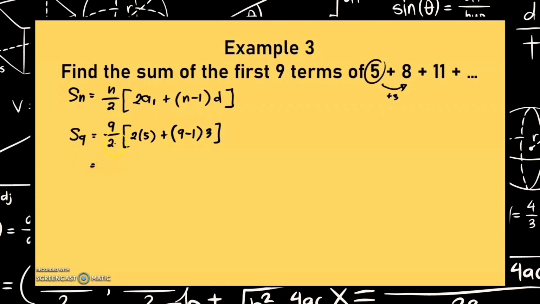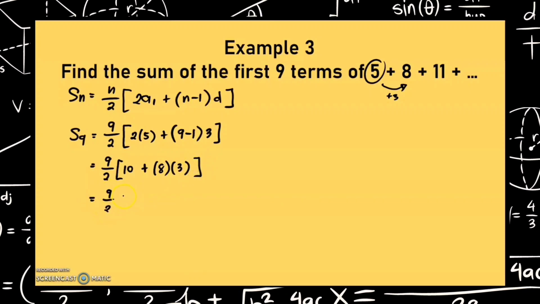Okay, sir, 9 over 2. 9 over 2 will not give us an exact answer, I mean, the answer will be a decimal number. In that case, you can divide 9 over 2, that is 4.5. But if you are not used to decimal numbers, you can just copy 9 over 2. Later, we will learn how to simplify 9 over 2. Okay, in that case, we just copy 9 over 2, then 2 times 5 is 10, plus 9 minus 1, that is 8, times the common difference of 3.